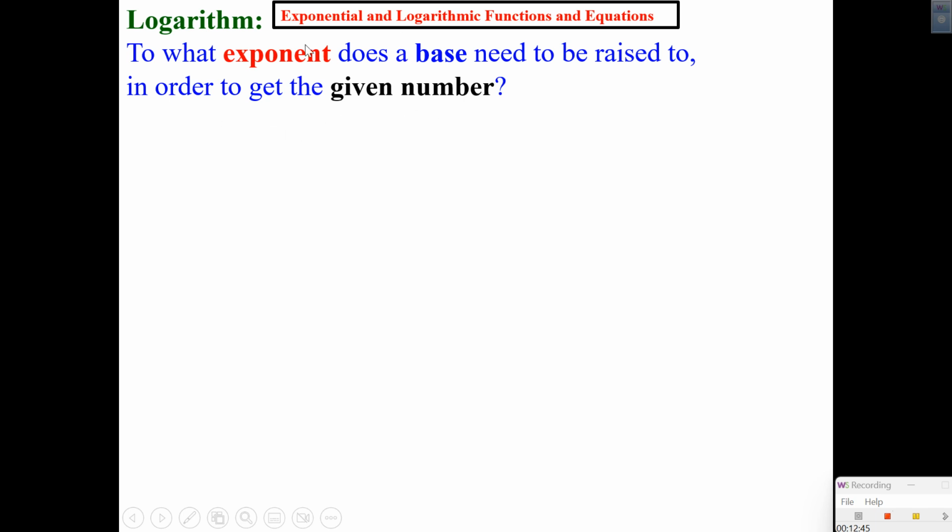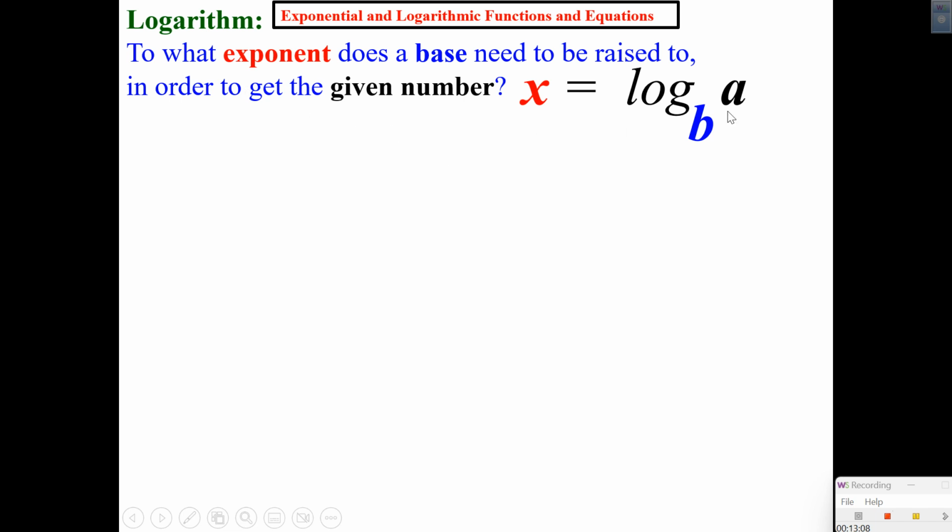So this question can be translated into a function. Look up. Here's the function. Let me repeat that again. Don't copy this. To what exponent, what is the exponent, everyone? x. Does the base need to be raised? What is the base? b. Need to be raised in order to get a given number. What's my given number? a.